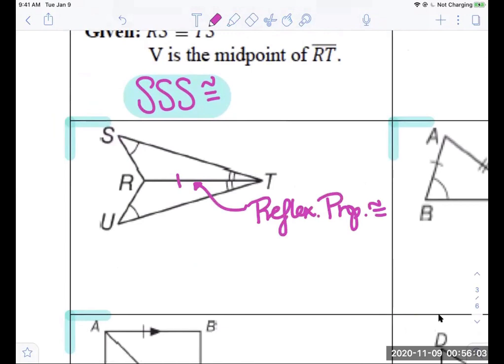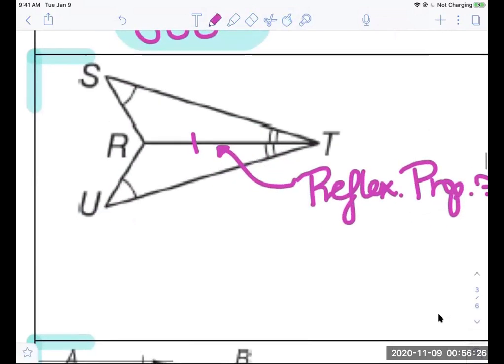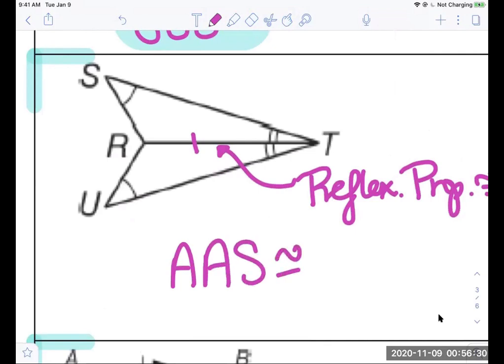Yes, it's going to be angle, angle, side. Angle, then the next angle you come to is the one at T, and then your side. So 2 angles and a non-included side.